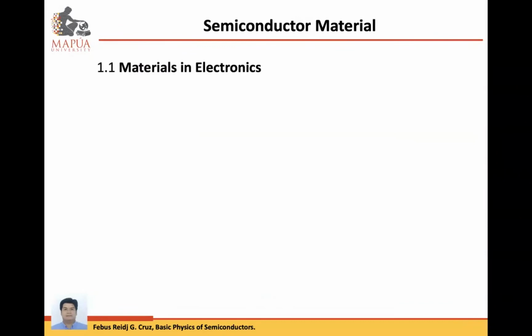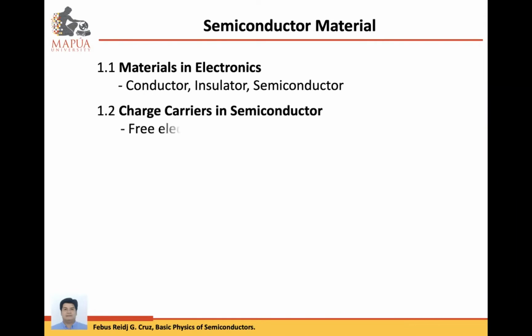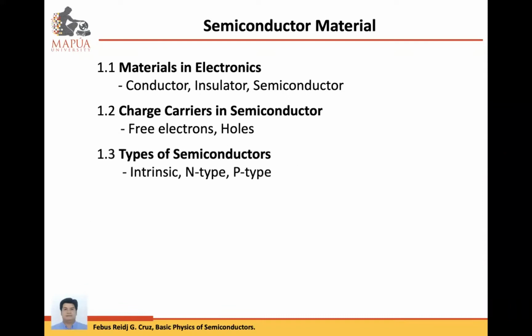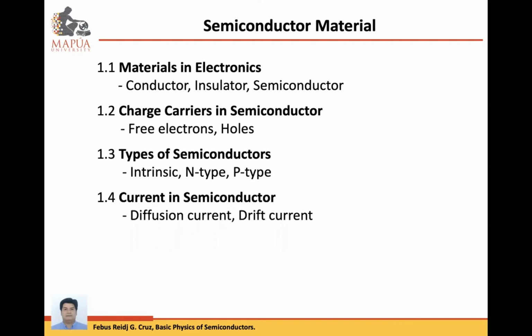On the semiconductor material, we'll present the different materials in electronics, which are conductor, insulator, and semiconductor. We'll present the different charge carriers in semiconductor. We call them free electrons and holes. Then we'll discuss the different types of semiconductors: the intrinsic, the N-type, and P-type. Then we'll have the different currents in semiconductor: the diffusion current and the drift current.